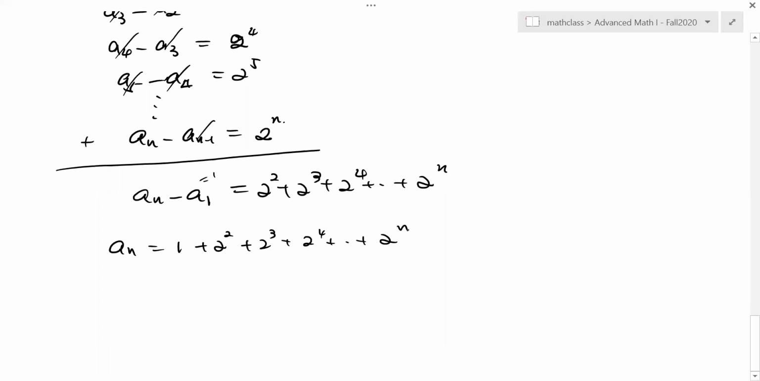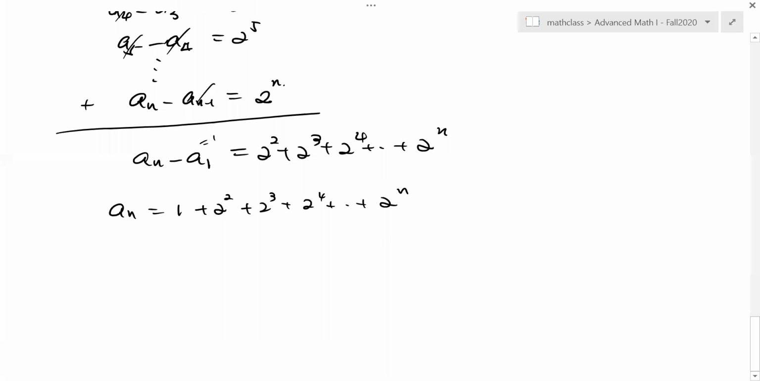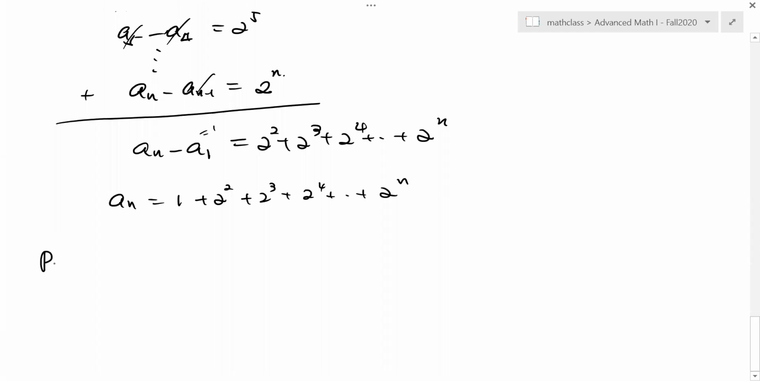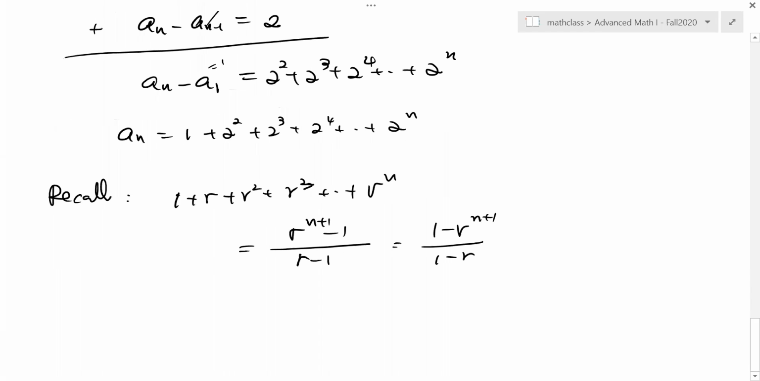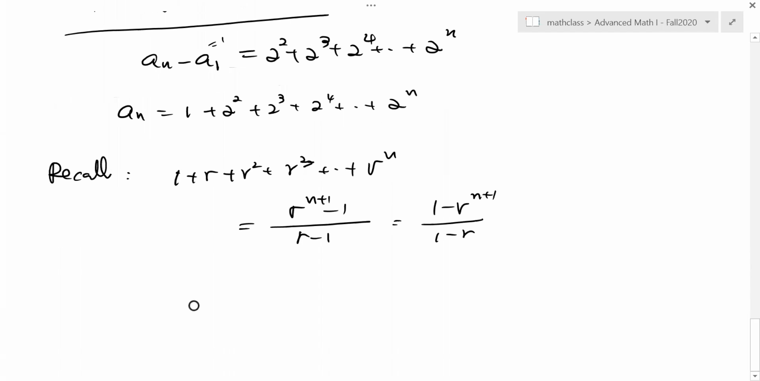But can we combine this? The answer is yes, okay? We have the formula: 1 plus r plus r squared plus r cubed, up to r to the power n, is going to be r to the n plus 1 minus 1 over r minus 1. Or 1 minus r to the n plus 1 over 1 minus r, right? It's the same, just switching both the numerator and denominator. So this is the important formula, okay? We use that over and over again.